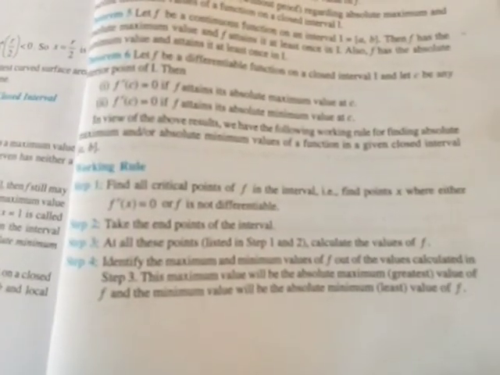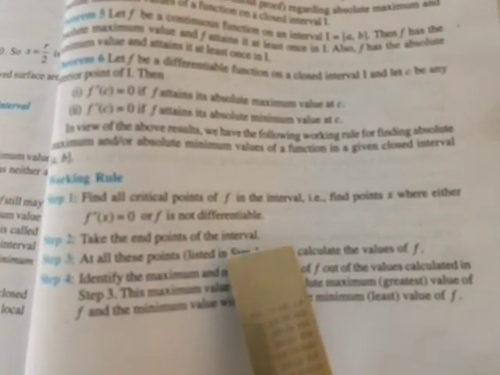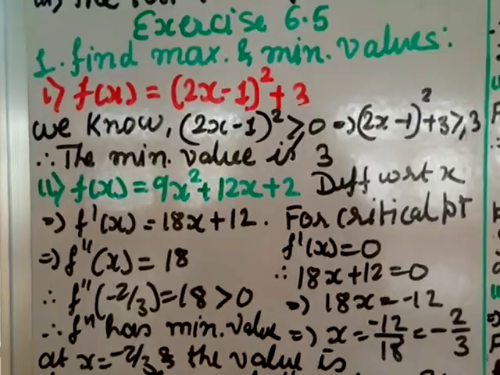We now have a working rule to find the absolute maximum and absolute minimum value. First, find all critical points of f in the interval. That means you put f dash x equal to 0 and solve for x. Take the endpoints of the interval as well. Then put all these points, the critical points and the endpoints, in f and see which is the absolute maximum value and absolute minimum value, and then you identify it.